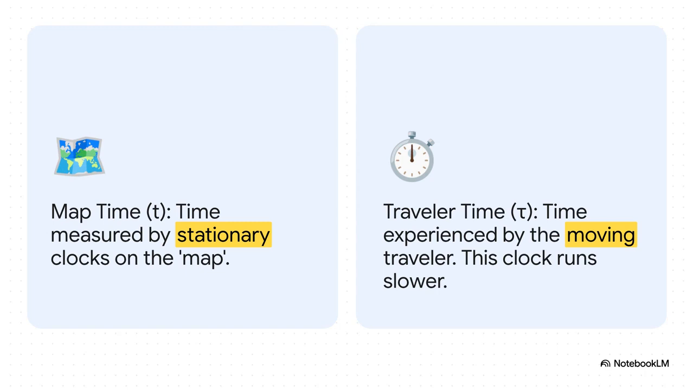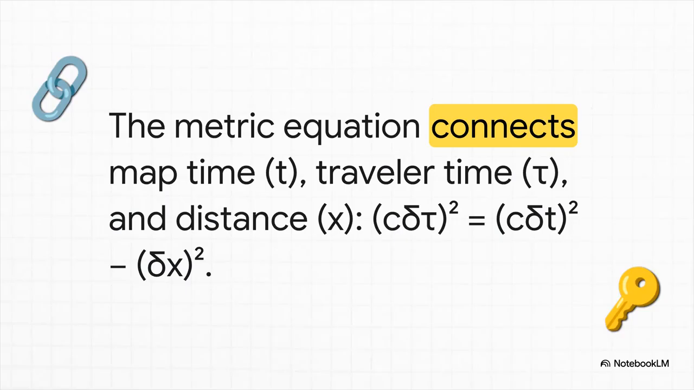And here is the absolute heart of relativity. These 2 times are not the same. They don't tick at the same rate. The faster you move through space, the slower your traveler time ticks compared to the map time. It's a fundamental trade-off. So how do we link them?